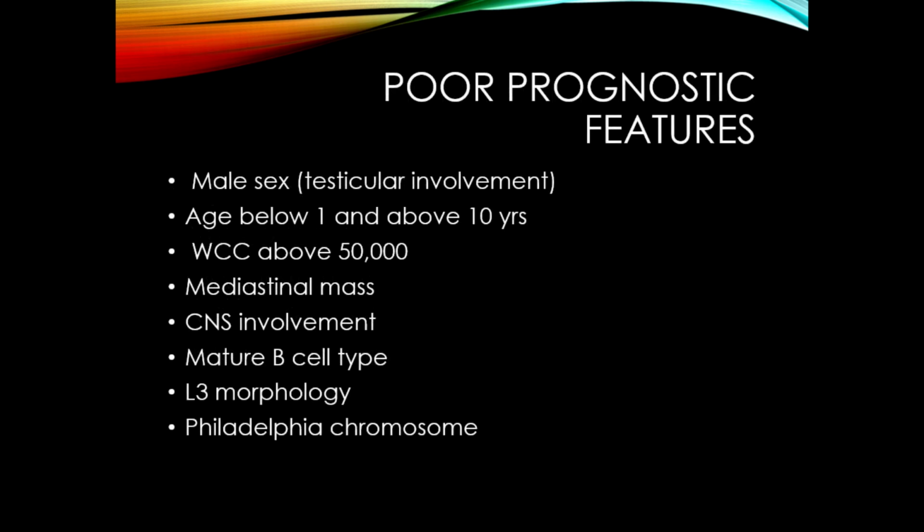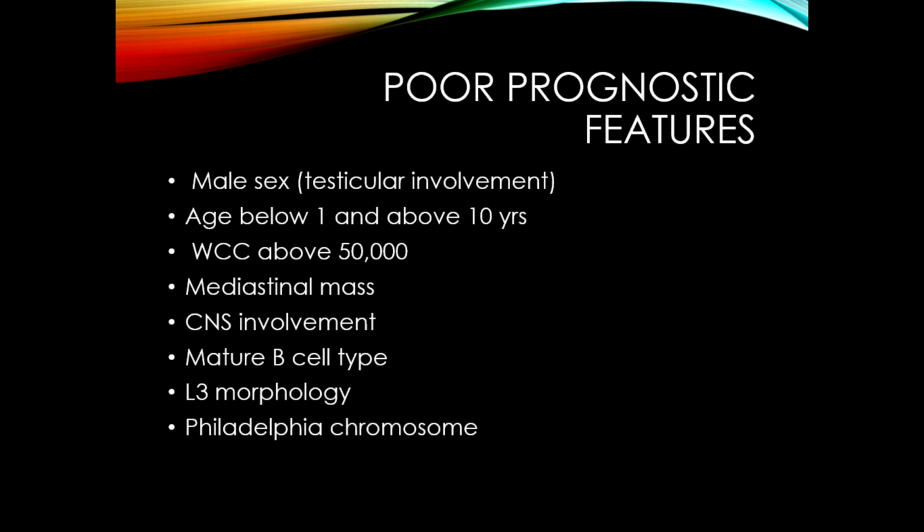It's very important to know about the poor prognostic features in acute lymphoblastic leukemia, or the so-called high-risk groups. So male sex is generally considered a high-risk group, and this is due to testicular involvement, where some of these immature or malignant cells can reside in the testicles and will be a form of relapse later on after the treatment.